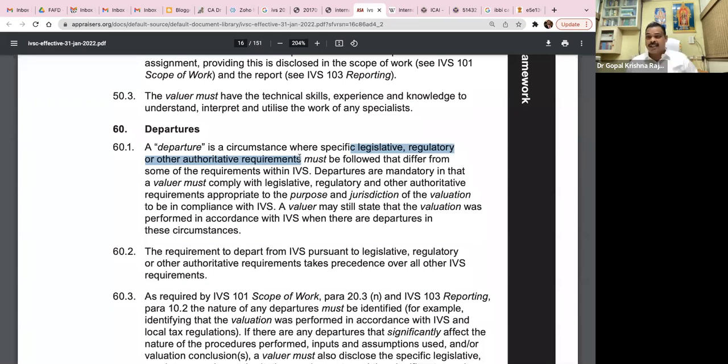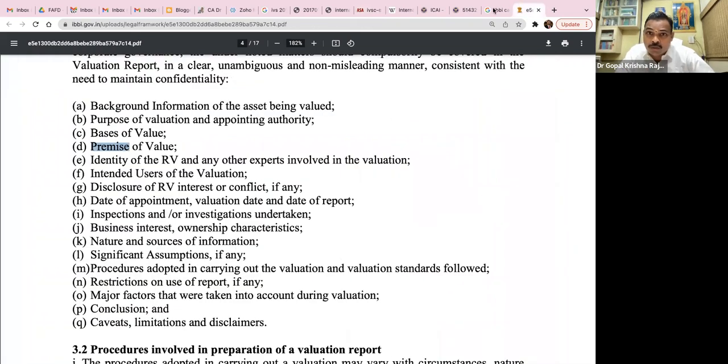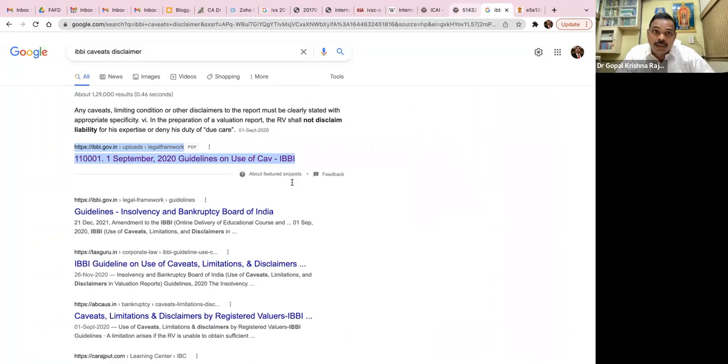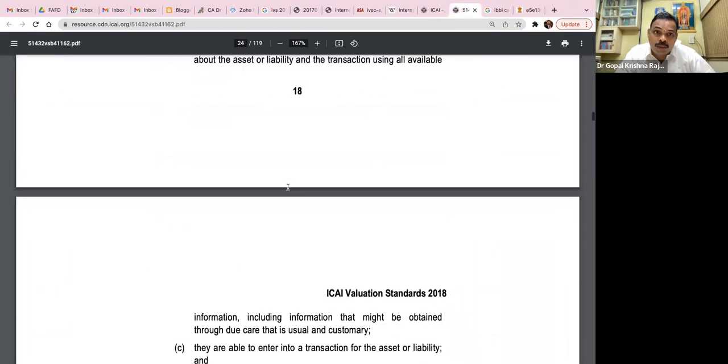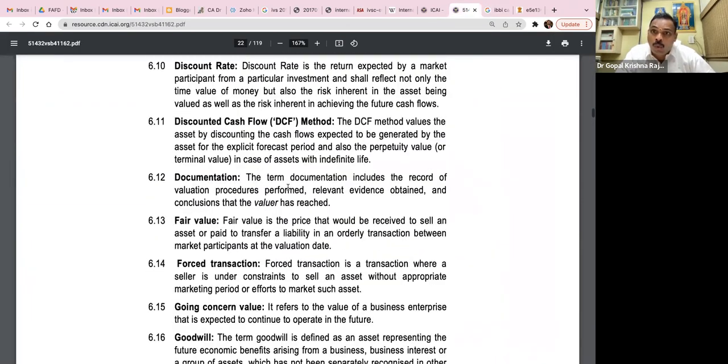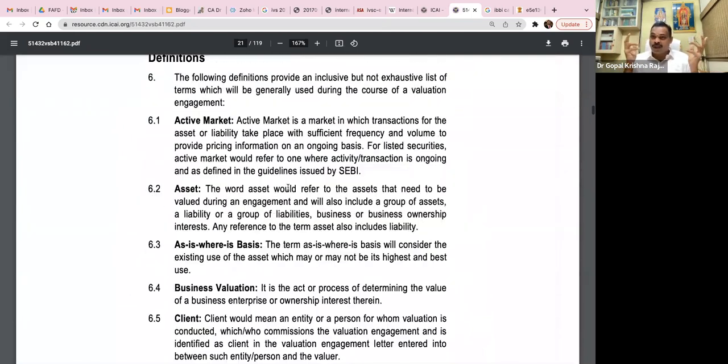We have seen synergistic value. We have seen liquidation value. We are seeing fair market value. Where is book value? Book value is not a concept discussed in the International Valuation Standards. Even in the ICA valuation standard, this is your ICA valuation standard, have they discussed anything about book value? No. They also do not discuss book value.